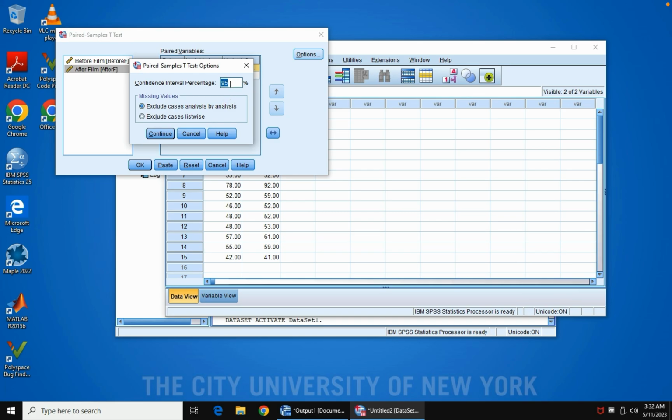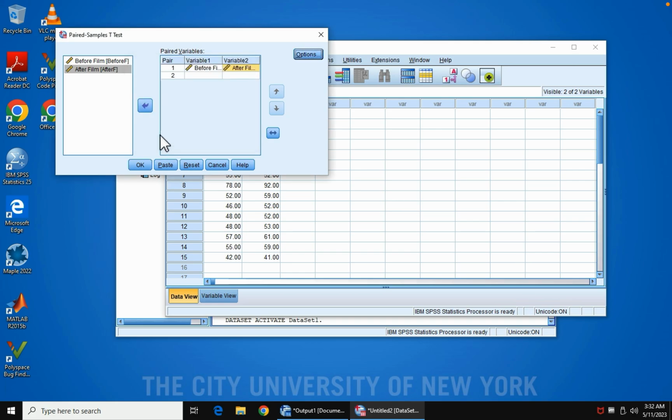But if your alpha was, for example, 1% or whatever, you will change this, right? If your alpha was 0.01, you will change it to 99. If your alpha was 0.1, you will change it to 90. I hope everybody's listening to me. But because my alpha is 0.05, I keep it at 95%. This is what I'm saying.